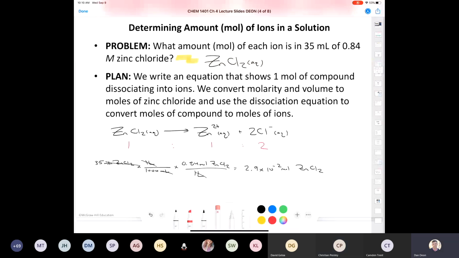3.5. All right. So there we go. We get 2.9 times 10 to the negative 2 moles of zinc chloride.